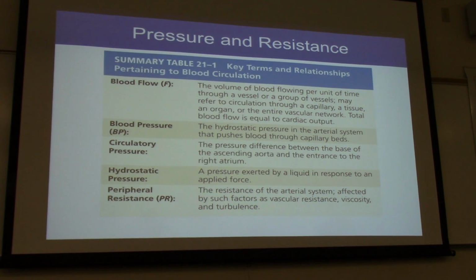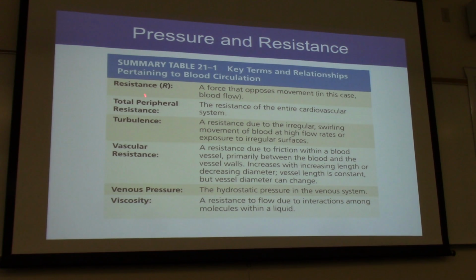Floors, the people on the first floor would have plenty of pressure. The people on the second floor, it might just barely dribble out because they just wouldn't have enough pressure to pump it up to their house. Resistance is any force that opposes movement. In this case, anything that opposes blood flow. Total peripheral resistance is the resistance of the entire system.